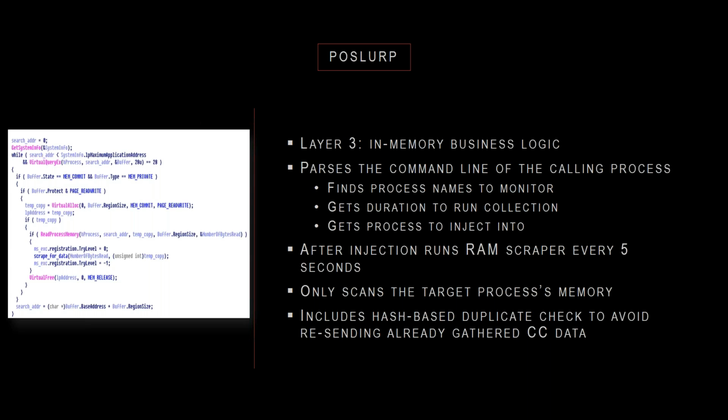What this does is parse the command line of the calling process, and there are 3 main elements of this command line. The first element is the process names that PoSlurp is going to monitor. It will read out each of those and store it in memory. The second element of that command line is the duration to run collection, in minutes, basically how long they want to keep recording credit card numbers.